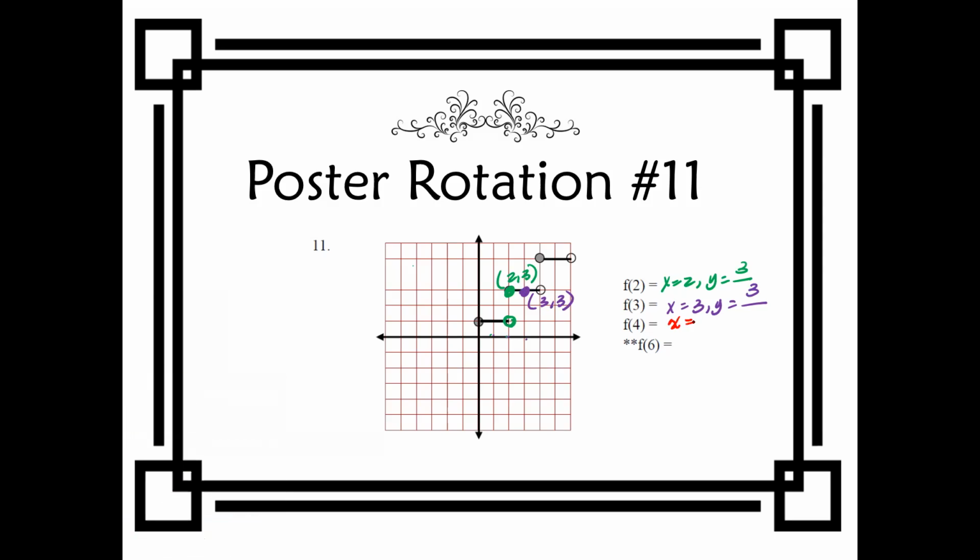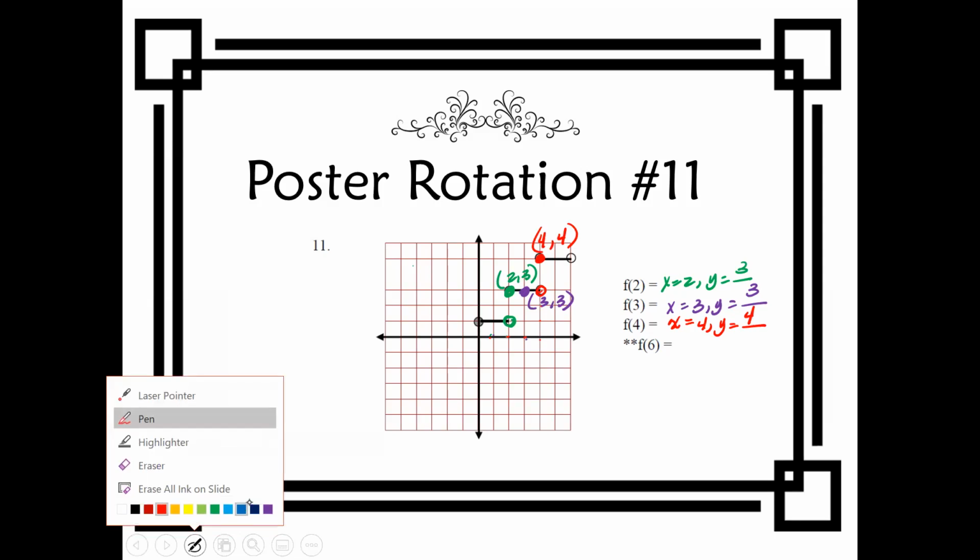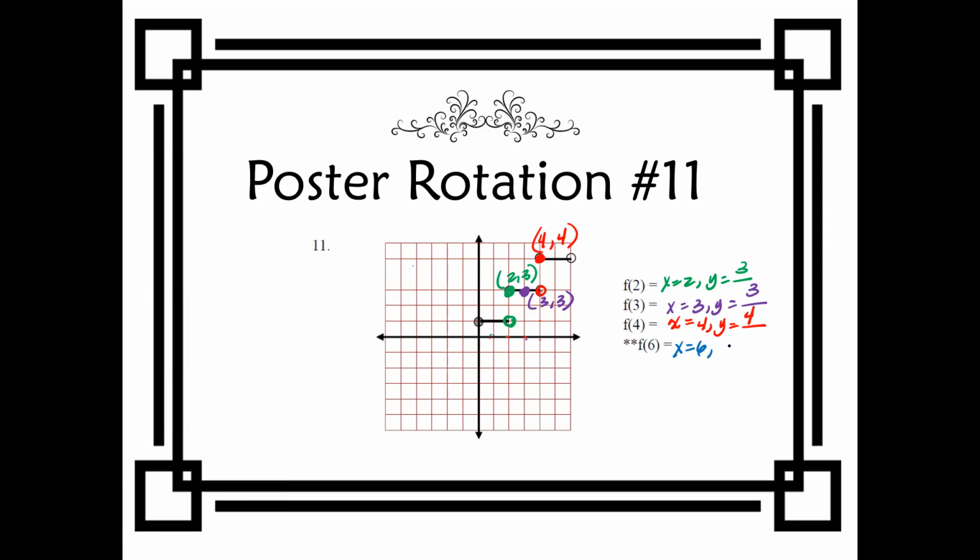Next one, when x equals 4, where is the y located? 1, 2, 3, 4. Again, open circle, so don't count it. You gotta go to the solid one, and that's 1, 2, 3, 4. So your answer here is 4, 4. And the last one, when x equals 6, where is the y located? 1, 2, 3, 4, 5, 6. You know what? It's an open circle. There's no other y with a solid circle. So just DNE. Does not exist.